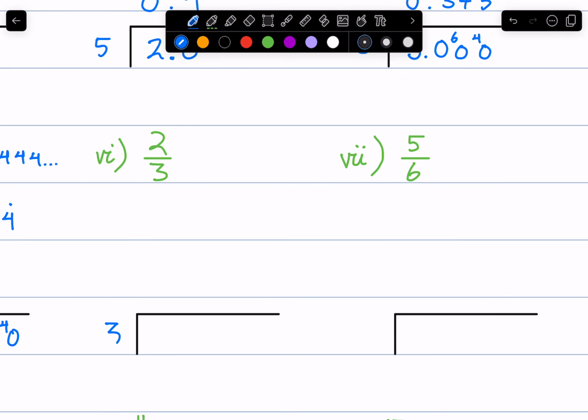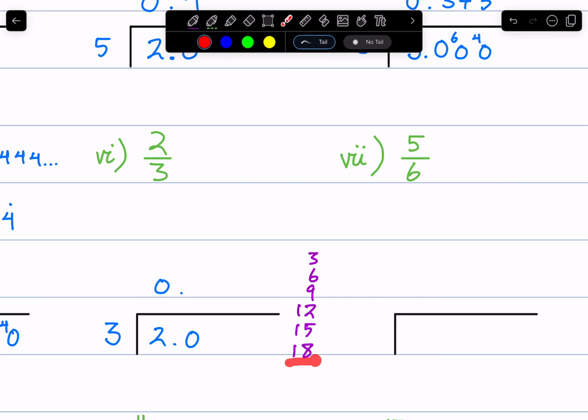Same deal. 3 into 2. We can't do that, so 0 point. And once again, 3 into 20. So let's do our 3 times tables. 3, 6, 9, 12, 15, 18. Now I stop here because the next one is going to be 21. So 18 is the closest we can get to 20, and that is 3 times 6. So 3 into 20 happens 6 times with a remainder of 2.